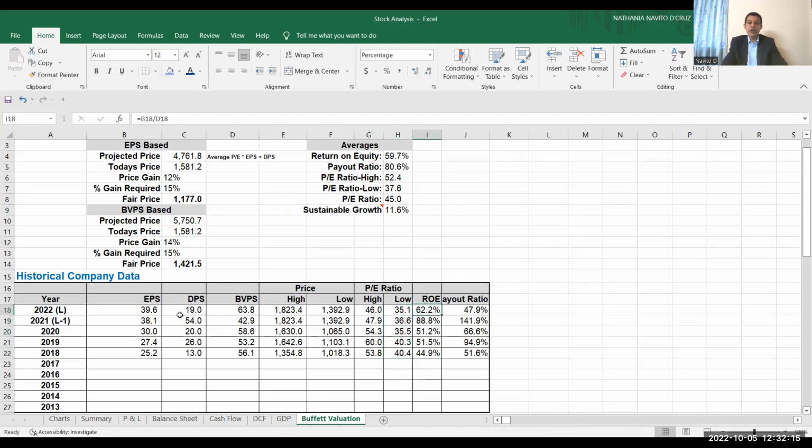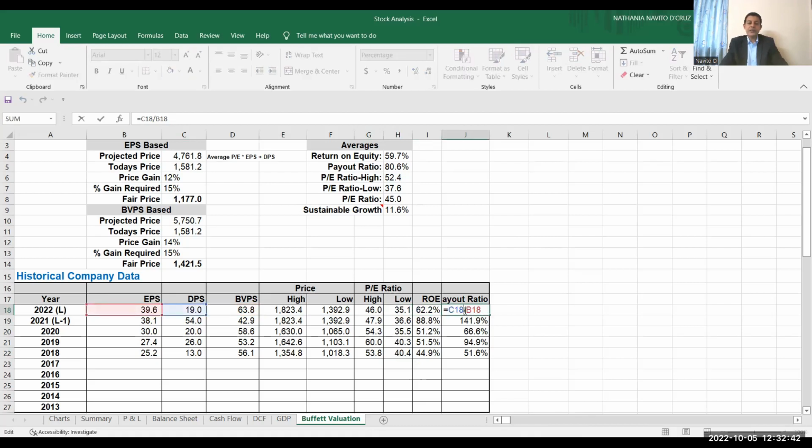How do we get the return on equity? Return on equity is the profit divided by the BVPS, that is our book value. So we take the profit, which is our earning per share, and we divide it by the total shareholders equity, which is our book value per share. Once we get this ROE, we then calculate our payout ratio.